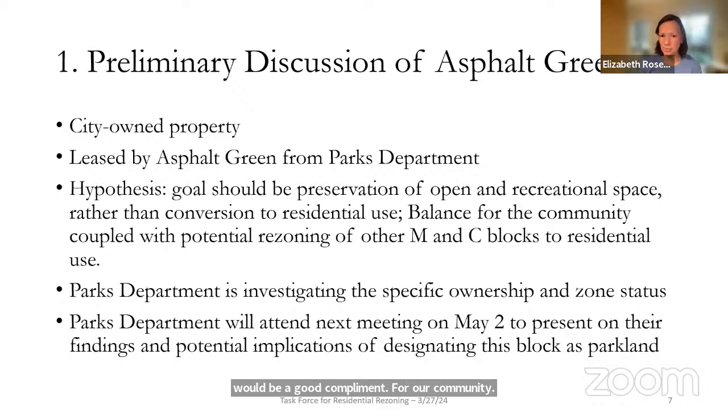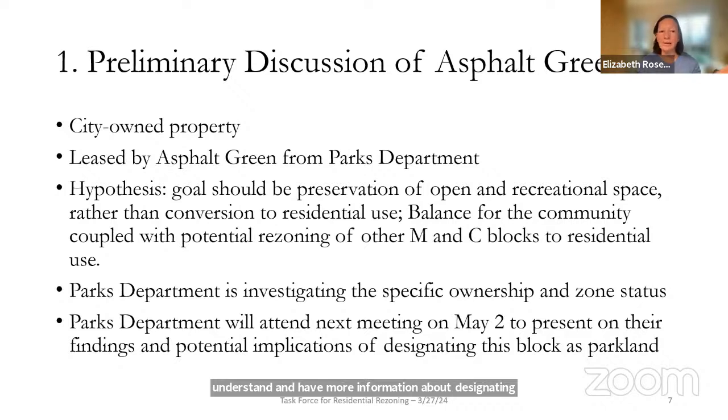And so we have asked the Parks Department if they can investigate whether or not this is in fact already designated as parkland. And we have invited the Parks Department to attend our next meeting. We actually invited them to attend this meeting, but they were unable to do so, and I'll speak to that in a minute, to talk to us about the potential implications of designating this block, or frankly any block, as parkland as part of a broader rezoning effort. Obviously for this block there are potential implications for Asphalt Green, the organization that leases the space. But it would also be helpful in general to understand and have more information about designating any block as parkland.